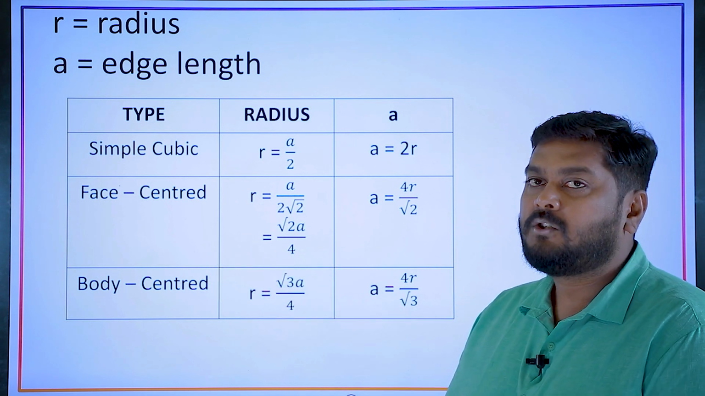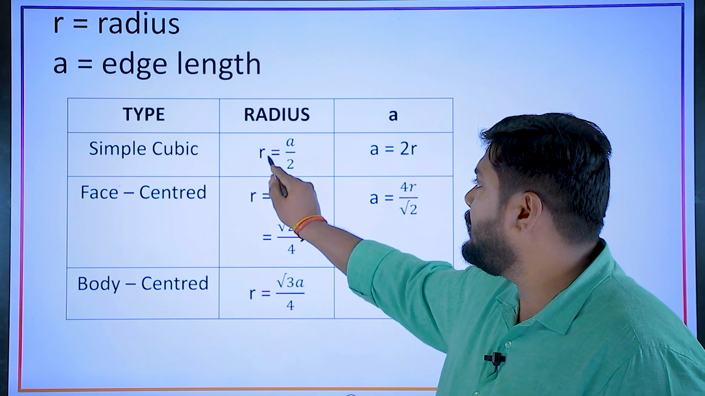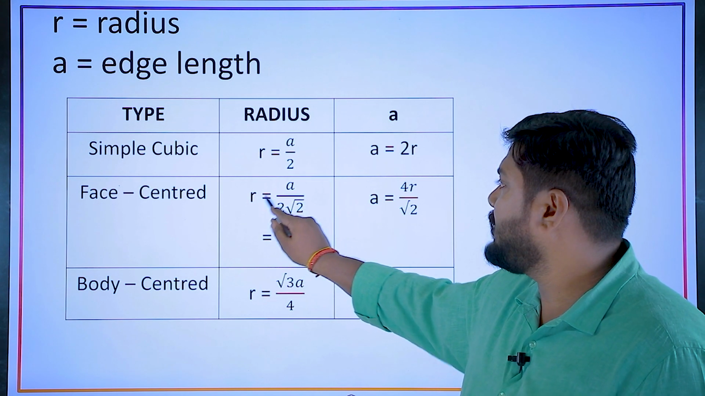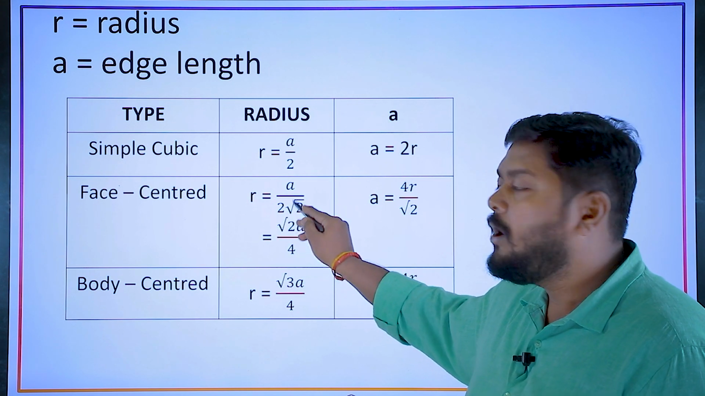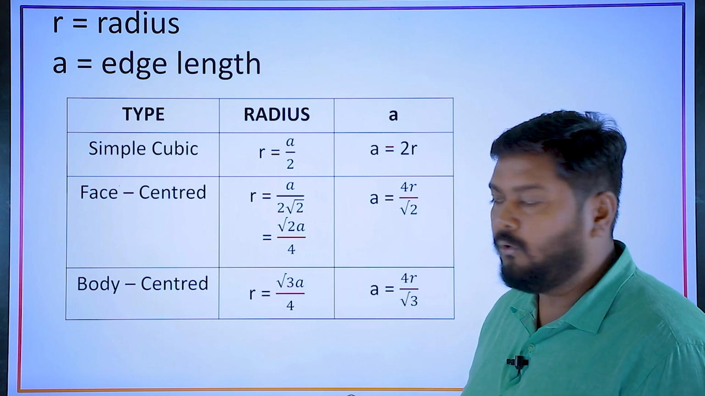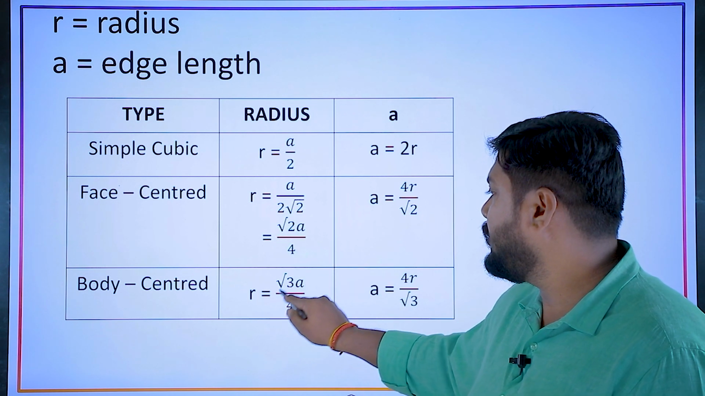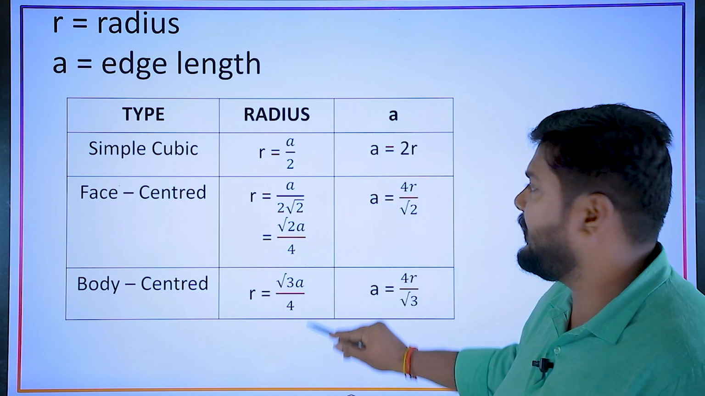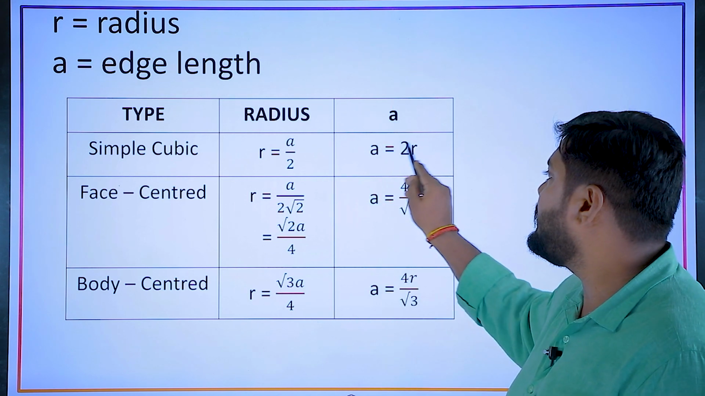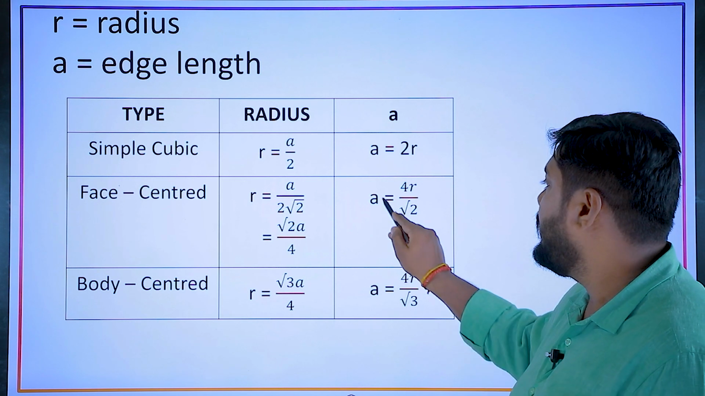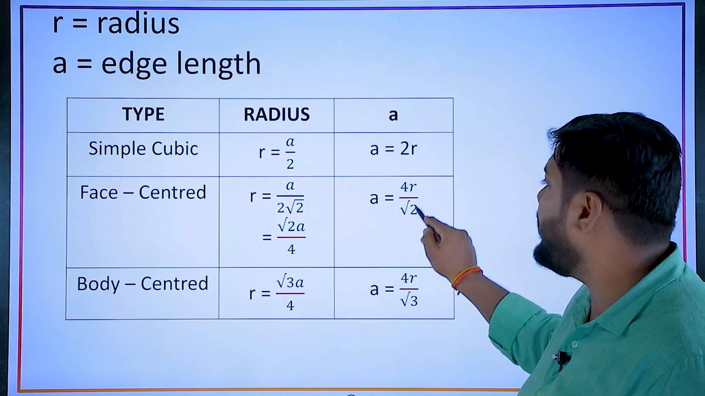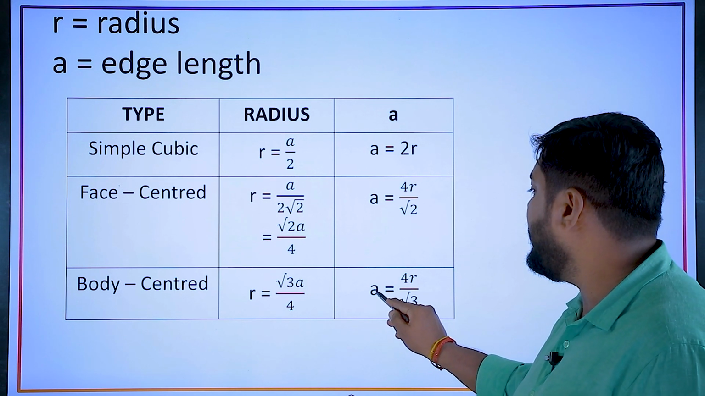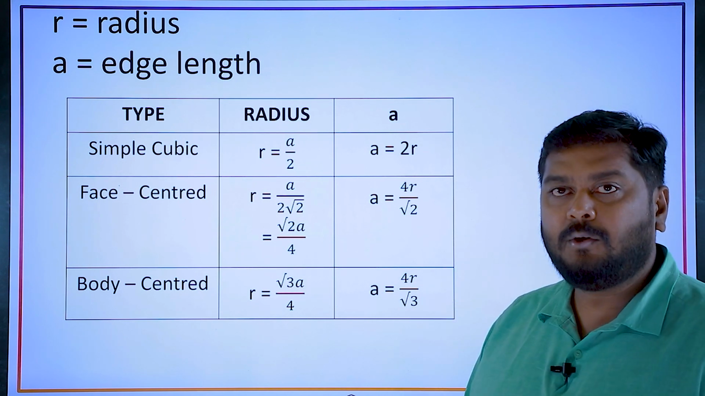So the radius for simple cubic will be r equal to a by 2, and for face centered you can use r equal to a by 2 root 2, or else root 2a by 4. And for body centered, root 3a by 4. If you convert this to edge length a: a equal to 2r for simple cubic, a equal to 4r by root 2 for face centered, and for body centered a equal to 4r by root 3.